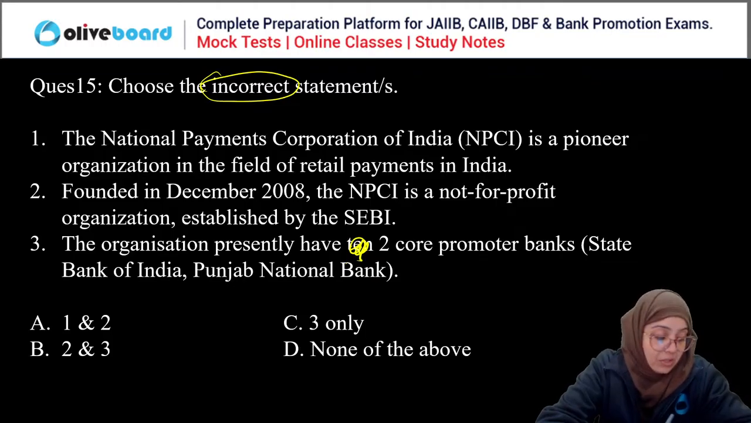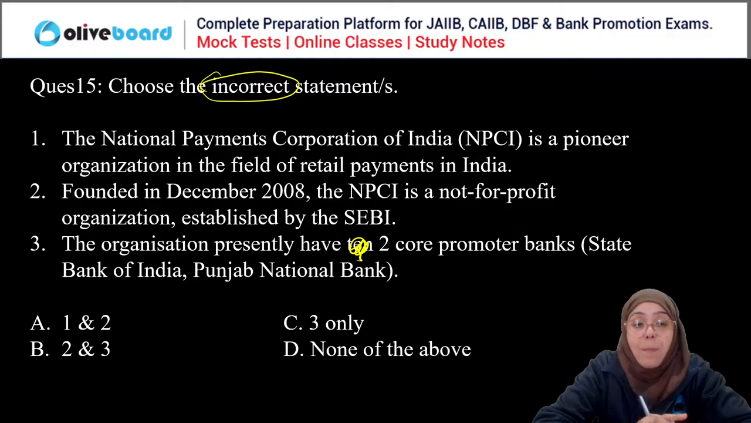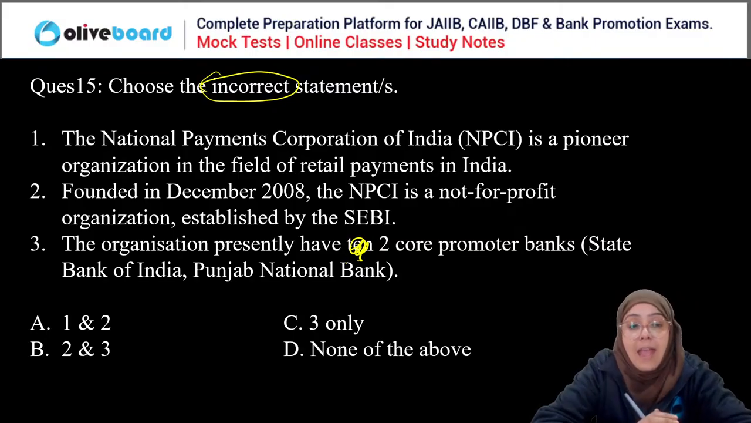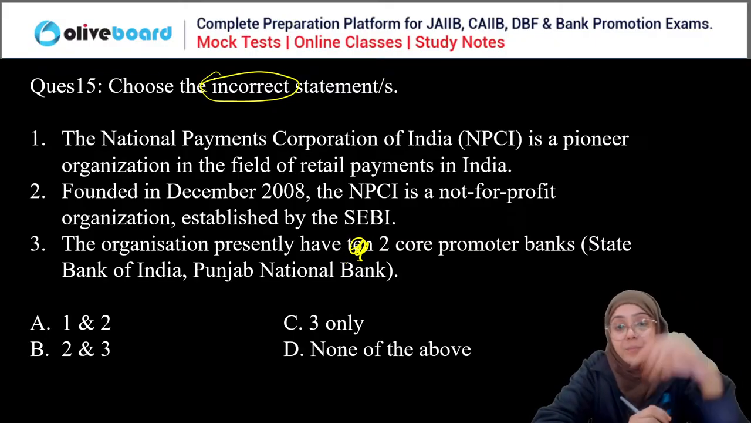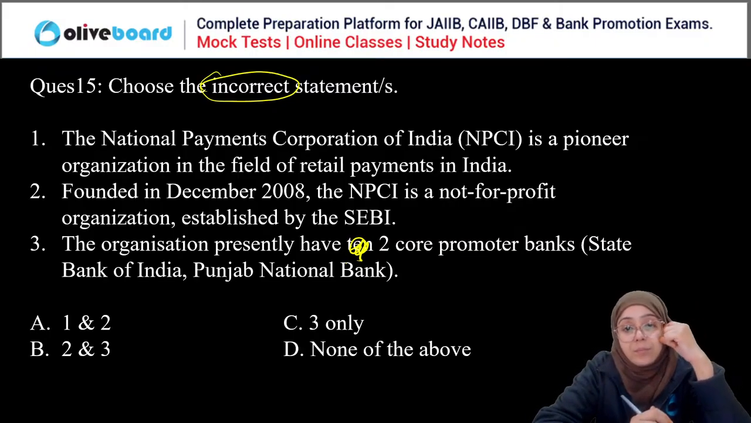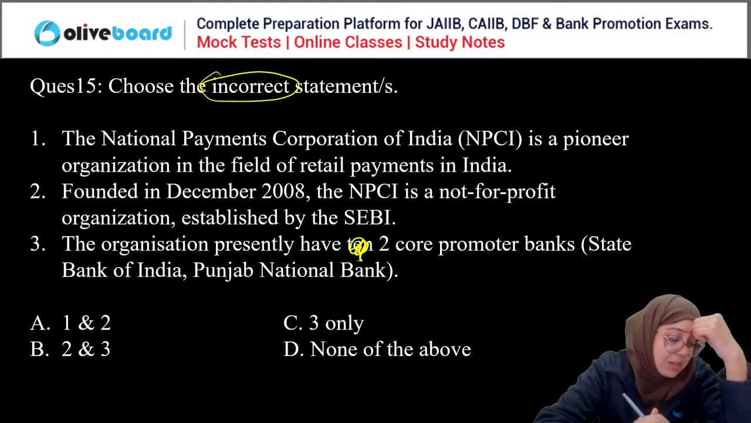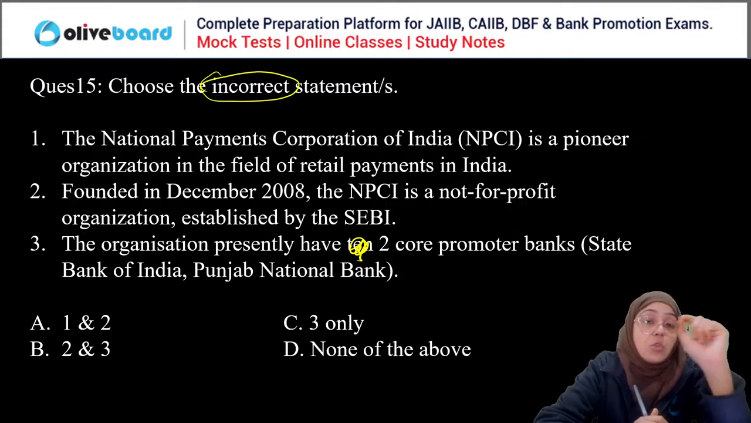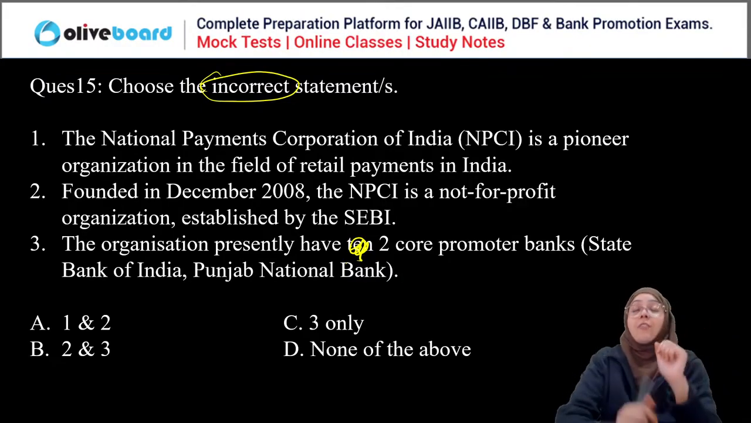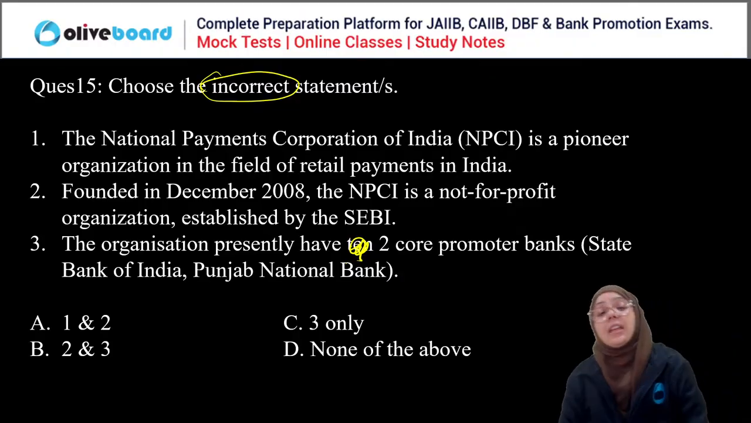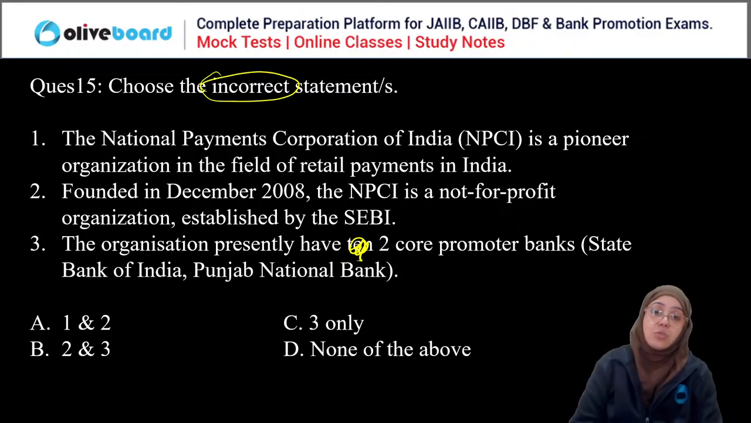So B, 2 and 3. Krishna is saying B, and Sunny is saying C. Gopal is also saying C, and everyone else. Read the question carefully, guys. If you read the question carefully, you will get the correct answer. We have to choose the incorrect statement here.